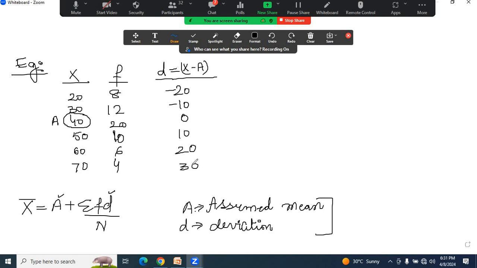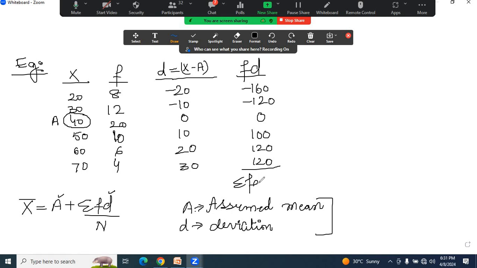Okay, then according to the formula we have FD, so I need to multiply F and D. 8 into minus 20, minus 160. 12 into minus 10, minus 120. 20 into 0, 0. 10 into 10, 100. 6 into 20, 120. 4 into 30, 120.